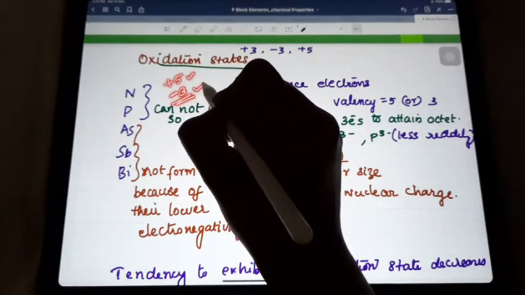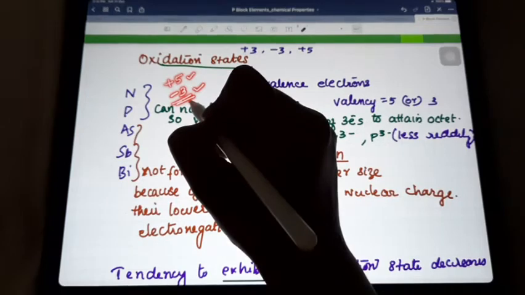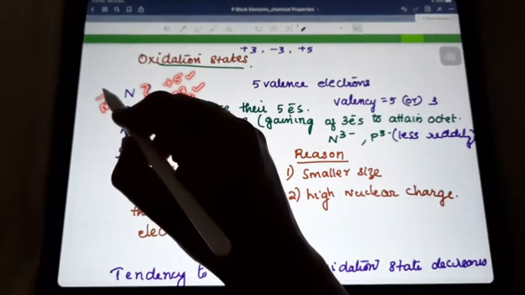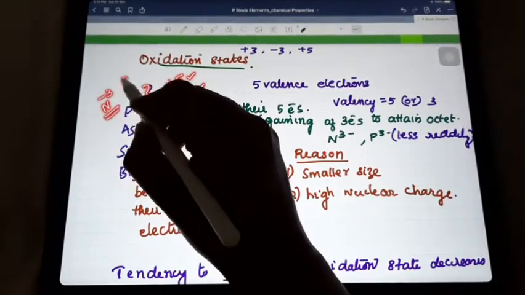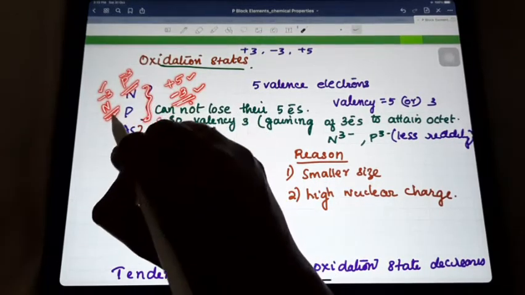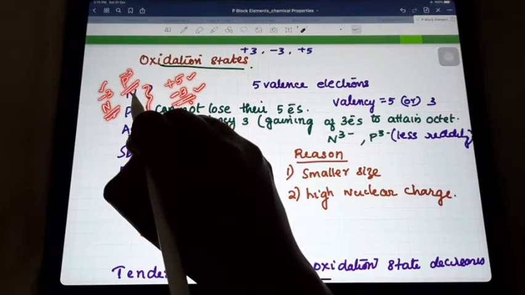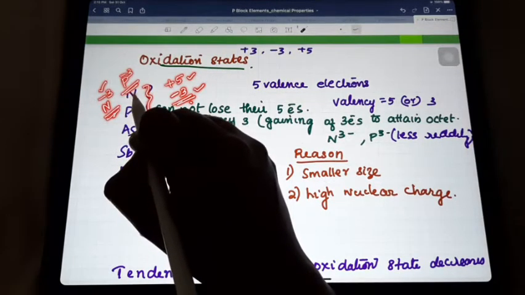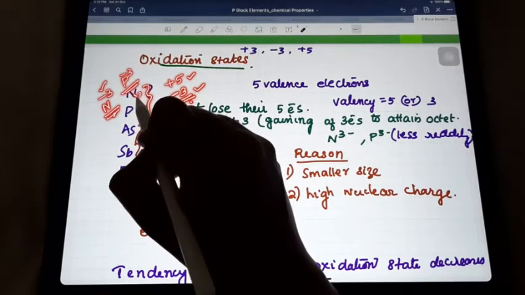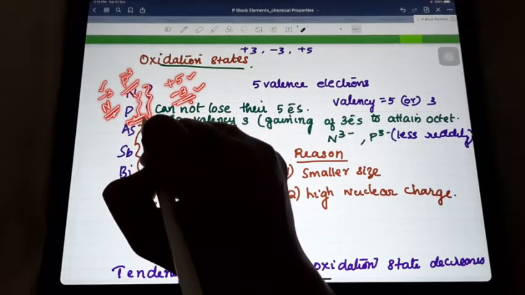Which one is easy? Losing 5 or gaining 3? Gaining 3 is more suitable compared to losing 5. So that's why nitrogen and phosphorus exist in the -3 oxidation state. Nitrogen readily forms the -3 oxidation state, but phosphorus forms the -3 oxidation state less readily. So by receiving 3 electrons, these two members of this group attain the octet.